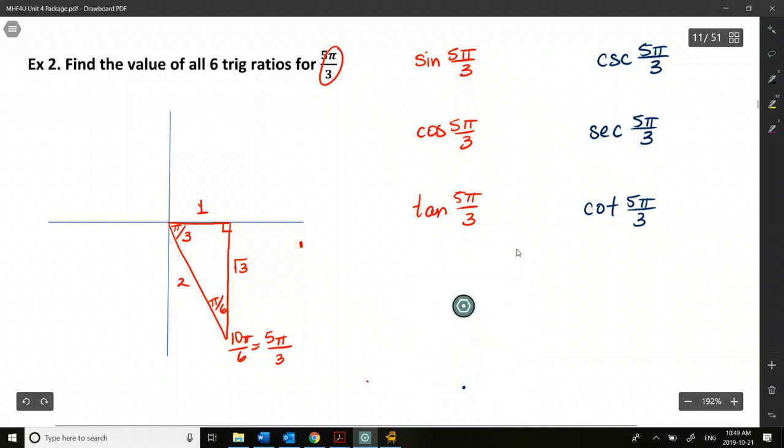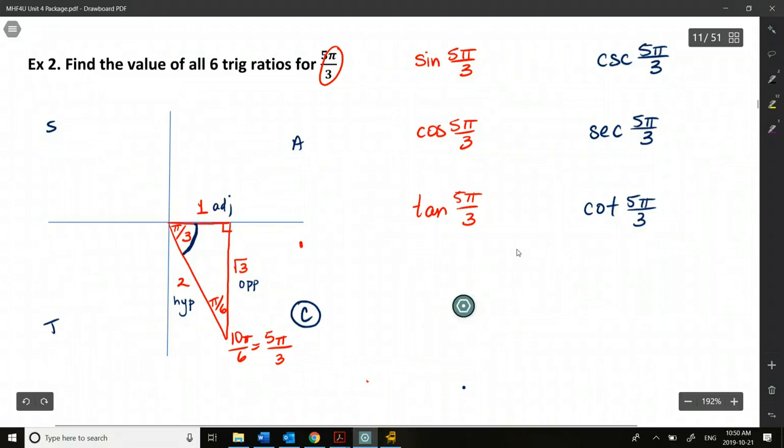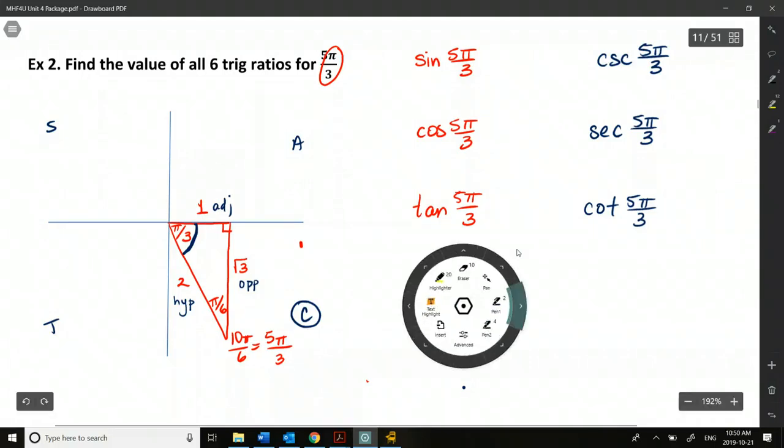Okay, you should also make sure you're using the CAST rule here. We are in the cosine quadrant. And because pi over 3 is the reference angle here, that's how we label the sides. We label them according to where pi over 3 is. So this is opposite, hypotenuse, and adjacent.